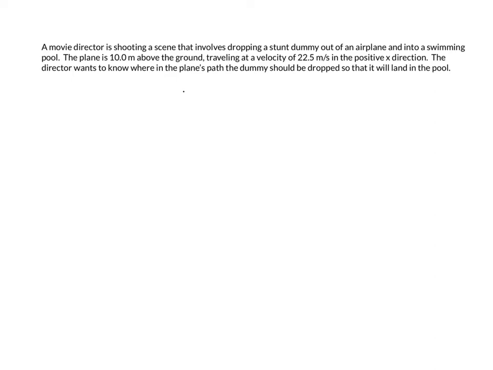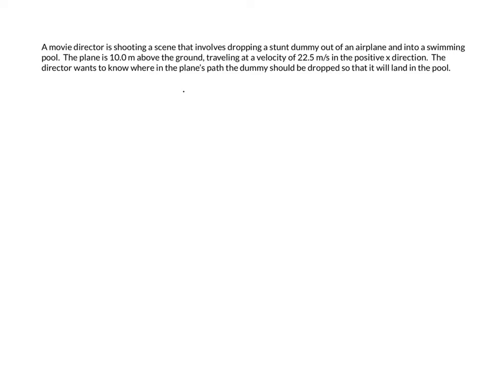So for this example, we have a movie director shooting a scene for a movie that involves a stunt dummy dropping out of an airplane into a swimming pool. The plane is 10 meters above the ground and it's traveling at a horizontal velocity of 22.5 meters per second in the positive x direction. The director wants to know where in the plane's path the dummy should be dropped so that it'll land in the pool.